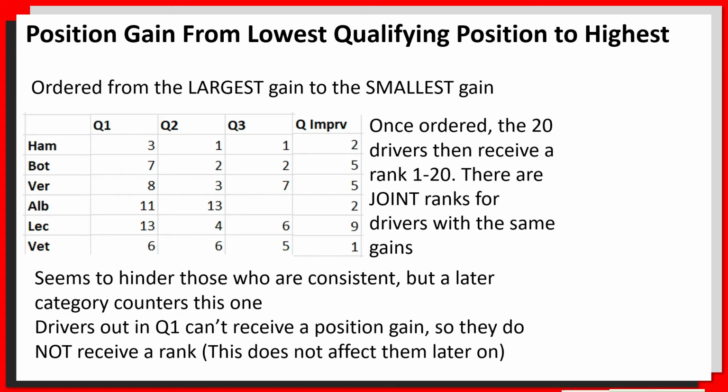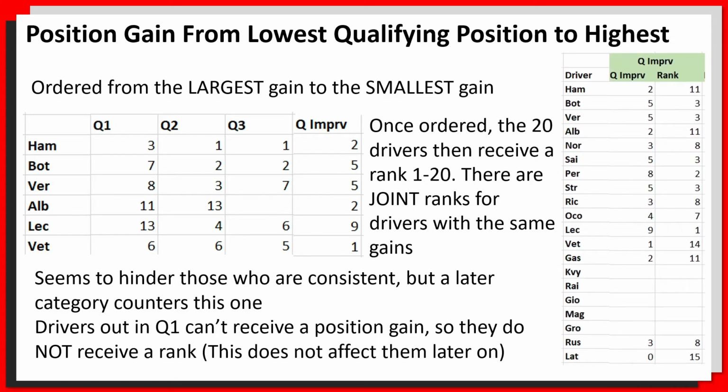And so looking at the order table for this category, we see that there are 5 drivers that are left out and do not receive their rank, and we can see that the lowest rank goes to Nicholas Latifi, who actually improved 0 positions and had a rank of 15. Compared to the person that gained the most, which was Charles Leclerc, who gained 9 positions overall and therefore had a rank of 1.